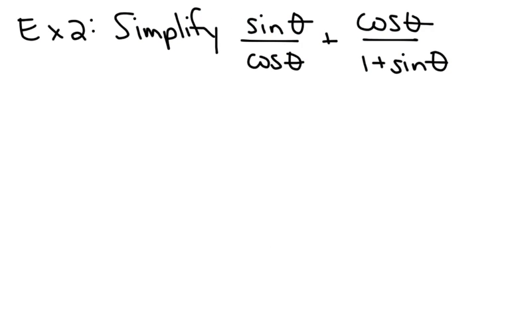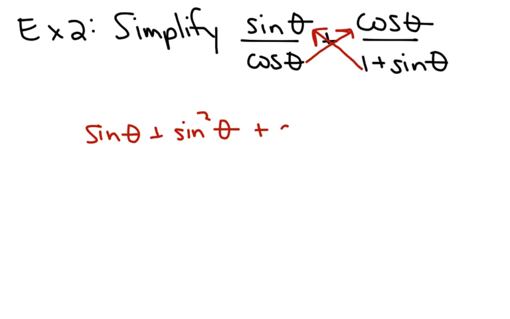Now let's do a simplifying by combining fractions. We know that we can't combine fractions unless they have the same denominator. And since these don't have the same denominator, in order to combine them, we're going to use that same process that I used in the previous problem. I'm going to multiply like this. I have to distribute, by the way. I'm going to get sine theta plus sine squared theta. And then I'm going to multiply up here, and I'm going to get plus cosine squared theta.